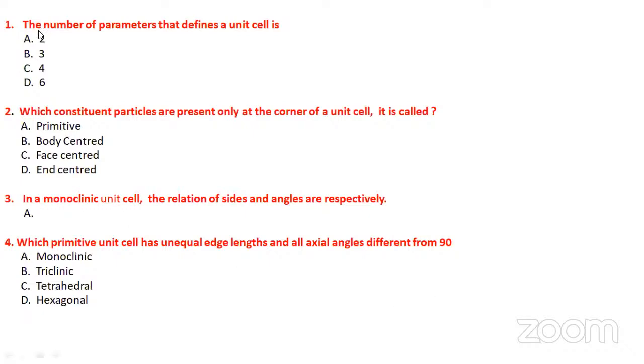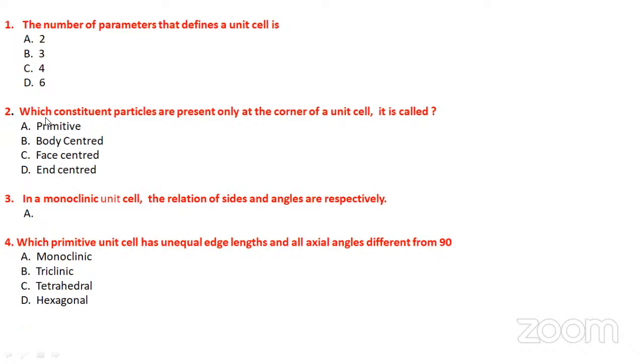So the first one is the number of parameters that define a unit cell. So you know what is a unit cell? Just now we have learned. The unit cell is the smallest portion of the crystal lattice. So what are the parameters? The parameters are 3 axial distances and 3 axial angles. A, B, C are the axial distances and alpha, beta, gamma are the axial angles. So altogether, how many parameters are we having? We are having 6 parameters. So there are 6 parameters to define a unit cell. They are alpha, beta, gamma, A, B, C.